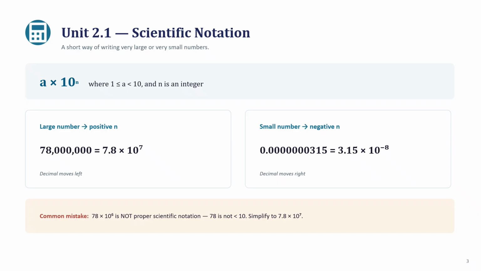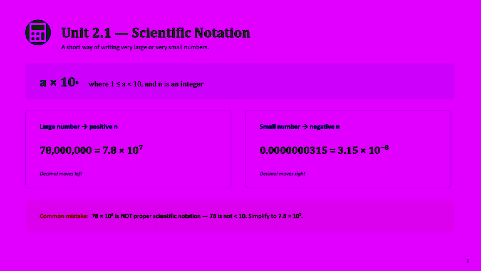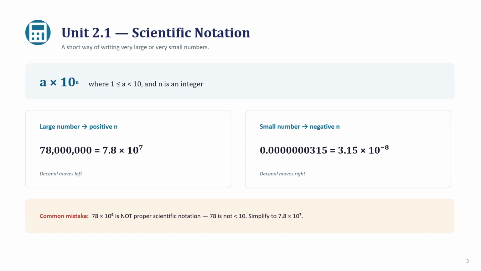But if we have a tiny number like 0.00000000315, we move the decimal to the right, resulting in a negative power, 3.15 times 10 to the power of minus 8. Be careful to avoid a common mistake. Writing 78 times 10 to the power of 6 is not proper scientific notation because 78 is larger than 10. Always make sure a is less than 10, so write it as 7.8 times 10 to the power of 7.